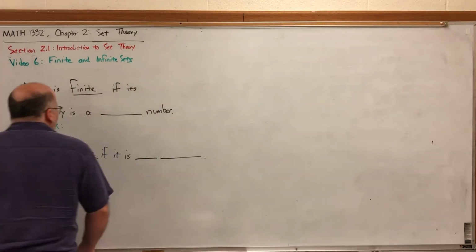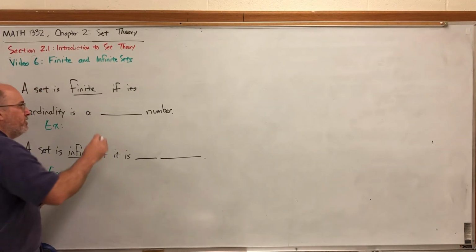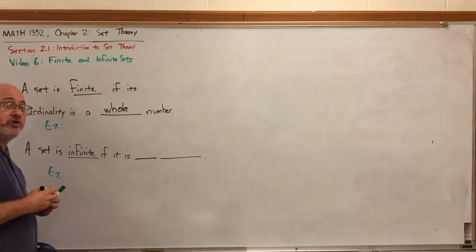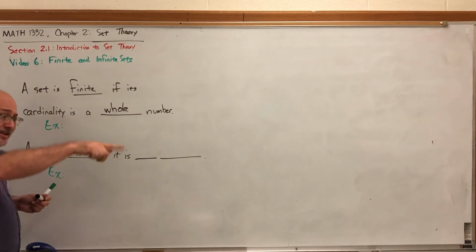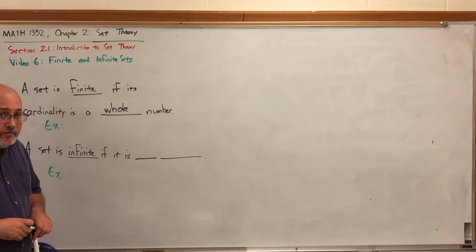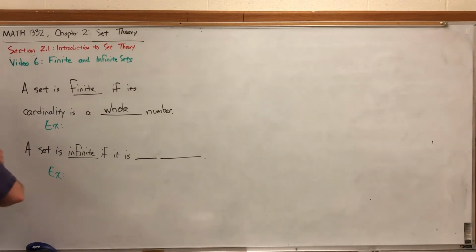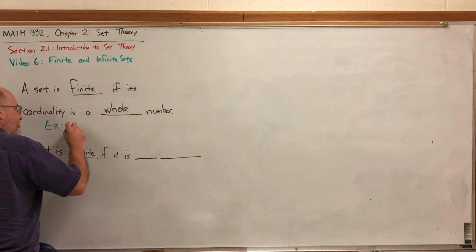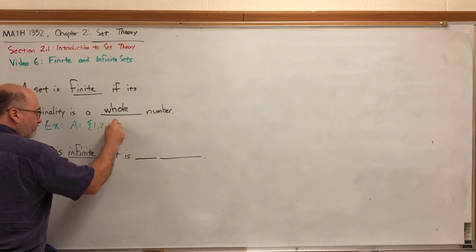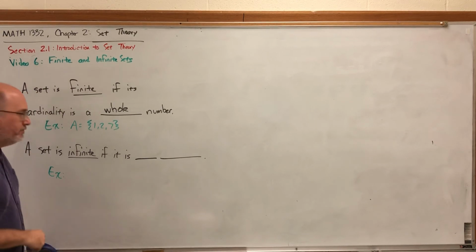Well, a set is finite if its cardinality, how many elements it has, is a whole number. It's actually a pretty straightforward definition. If you start counting its elements, and at some point you stop, you're at a whole number, and your set is finite. So for example, set A containing the numbers 1, 2, and 7. Its cardinality is 3. 3 is a whole number, it's finite.